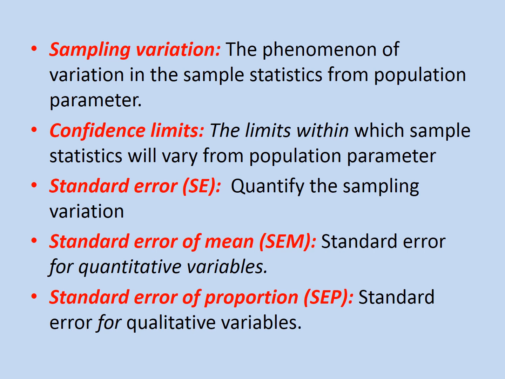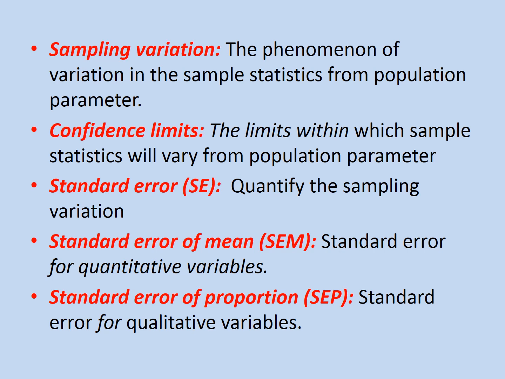Now on the screen there are 5 concepts or 5 terms that will come across frequently in this session. So let's see the meaning of those 5 terms. First is sampling variation, that we have just seen. The phenomenon of variation in the sample statistics from the population parameter is called sampling variation, and it is very natural for the variations to occur each time when we take a sample from the same population.